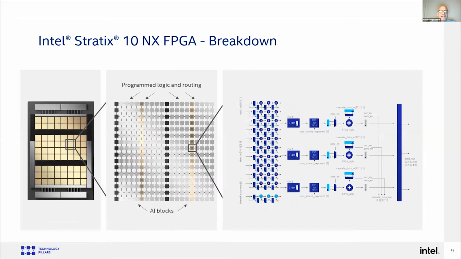If we look inside the NX device, there are 72 sectors. A sector consists of a number of memory blocks, a large number of soft logic blocks, and a number of these AI tensor blocks, which we'll talk about in more detail in a little bit. Each AI tensor block will have a matrix of multipliers in it. There will be 30 to 60 multipliers, depending on if you're in INT8 or INT4 mode. These are set up in small dot products.